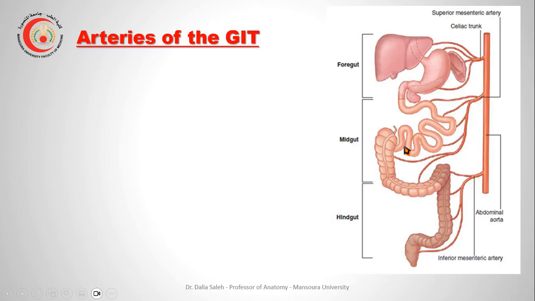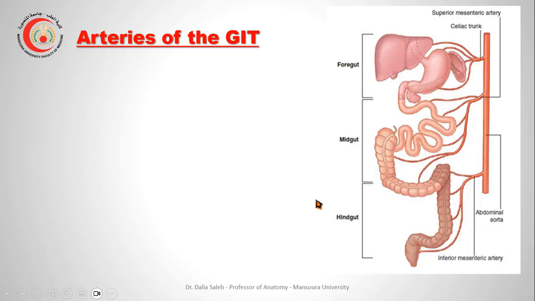The midgut starts from the lower half of the duodenum, from the entrance of the hepatopancreatic duct downward, the rest of the small intestine, the jejunum and the ileum, the beginning of the large intestine, which is the cecum and the appendix, also the ascending colon, the hepatic flexure or right colic flexure, and the right two-thirds of the transverse colon. And then we have the hindgut, which is formed of the left third of the transverse colon, the left colic flexure or the splenic flexure, the descending colon, the sigmoid colon, the rectum, and the upper part of the anal canal. This is the hindgut.